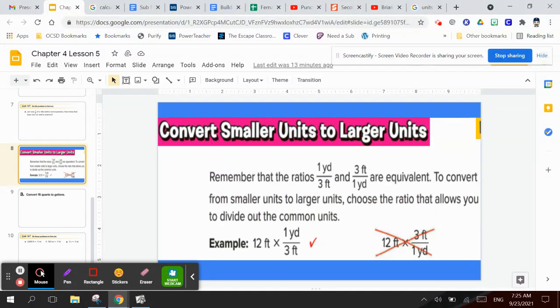So now if we convert smaller units to larger units, remember that the ratios 1 yard to 3 feet and 3 feet to 1 yard are equivalent. So to convert from smaller units to larger units, choose the ratio that allows you to divide out the common units. Okay, so in this case, we're going to have 12 over 1. So 12 feet and 3 feet. So notice that these two now will cancel out. So that's what we're looking for now.